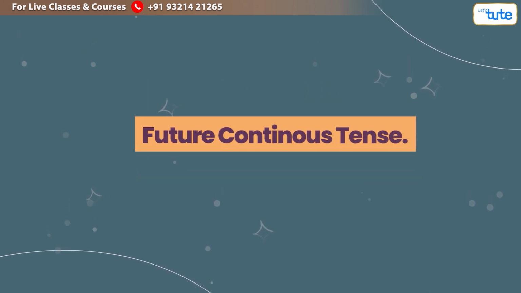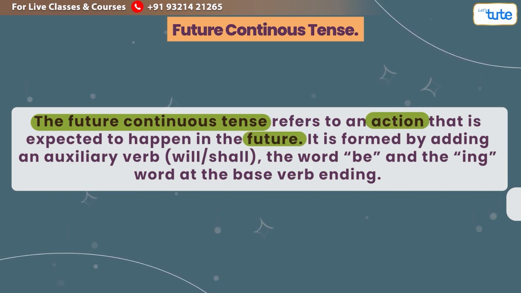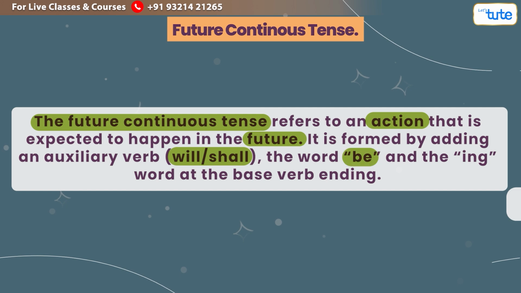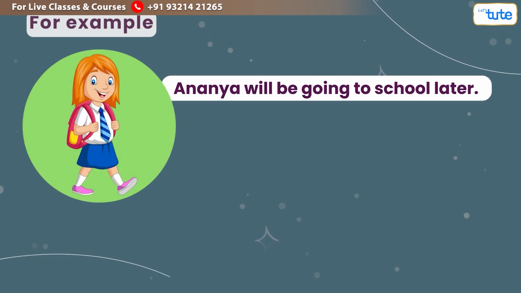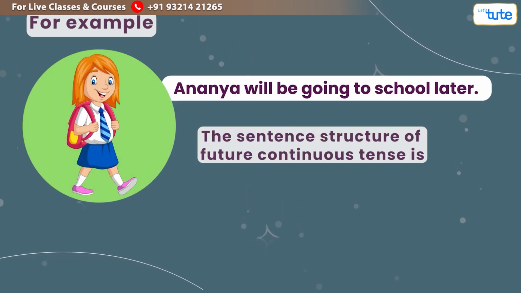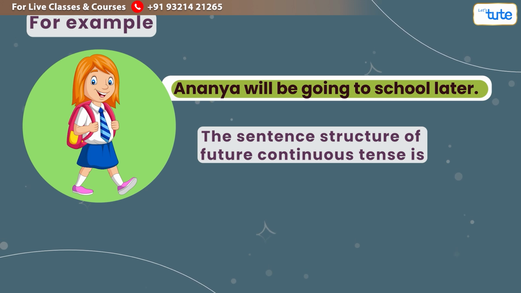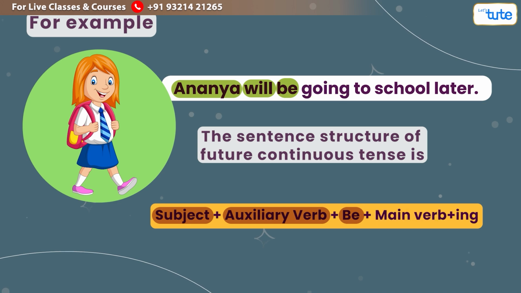Future continuous tense. Future continuous tense refers to an action that is expected to happen in the future. It is formed by adding an auxiliary verb, will or shall, the word be, and the ing word in the base form ending. Example, Ananya will be going to school later. The sentence structure of future continuous tense is Ananya will be going to school later. Subject, auxiliary verb plus be plus main verb plus ing.